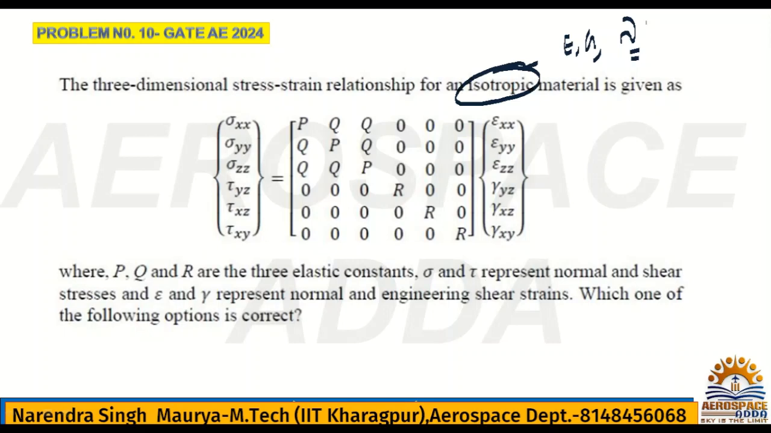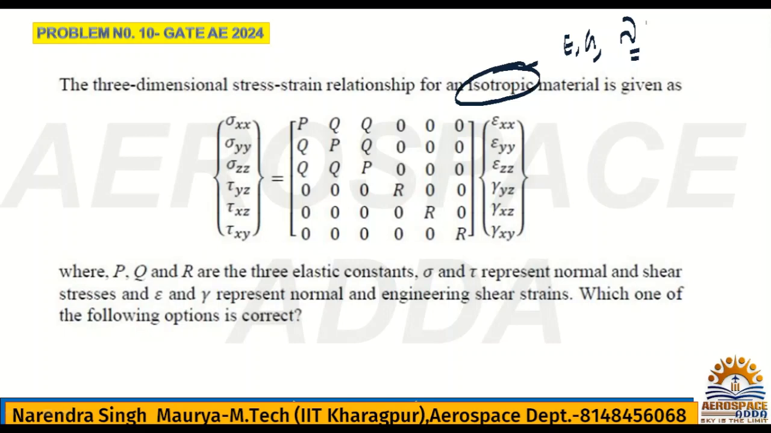Okay, sigma axis. So this is the 3D stress strain system, but for the isotropic, obviously these are the constants P, Q, R, and the rest all values will be 0. Generally it is a 6 by 6 matrix, that is 36 total, but for the anisotropic, it becomes 21. For orthotropic, similarly for the isotropic, the only constants are E and G, right? And obviously if you know E and G, then that Poisson ratio also you can calculate. So these are the constants for the isotropic material.